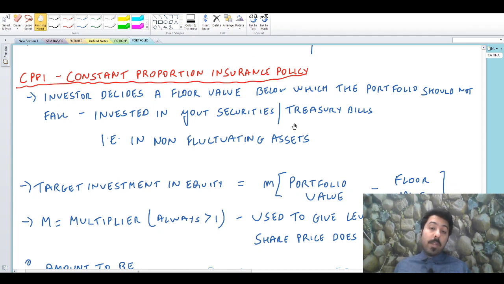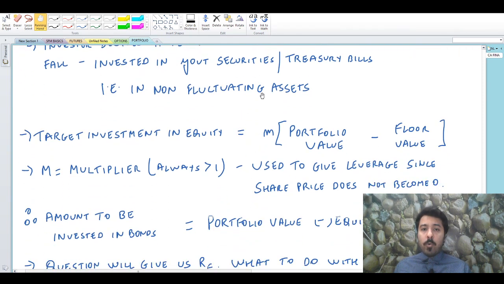Obviously, since there's no risk, we want a basic bare minimum to remain, like our base capital. We don't want our entire capital to get eroded due to the market. So we want to secure a part of our investment. So that is why we'll invest that in government securities or treasury bills. Okay. And this is invested in non-fluctuating assets. So we have no risk.